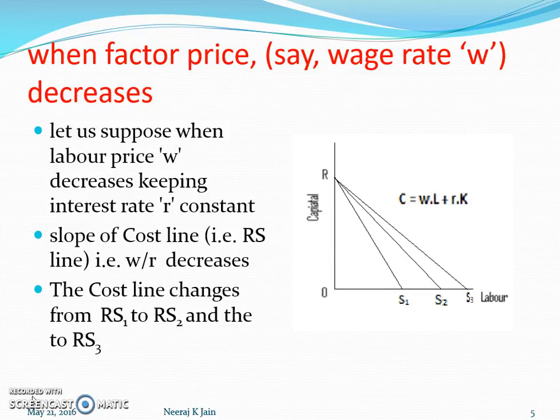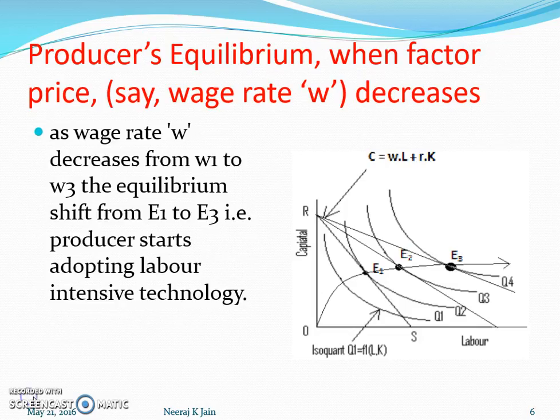Here we take an example that when wage will change, suppose it decreases, then what happens? When wage rate, that is labor price, will decrease, the isocost line will shift from RS1 to RS2, that is its intercept changes on labor axis while on capital axis it remains same, the slope changes. Similarly, it may change up to RS3.